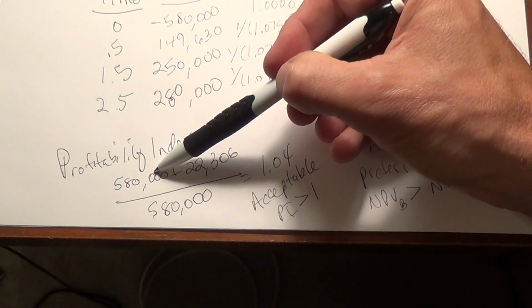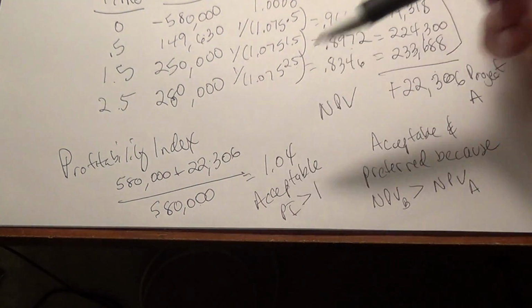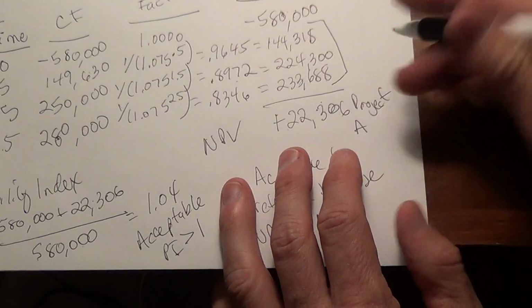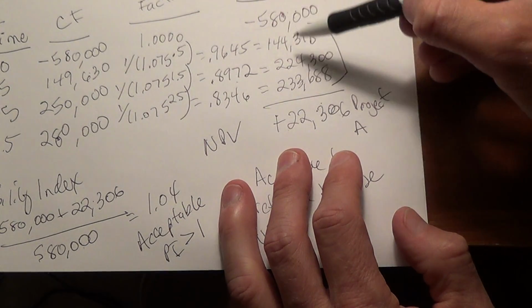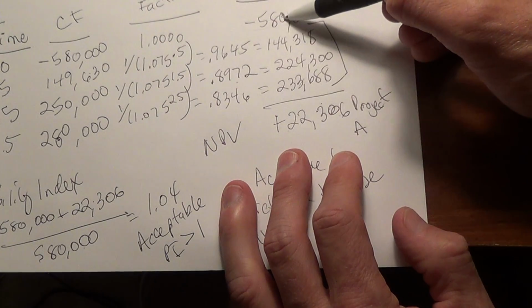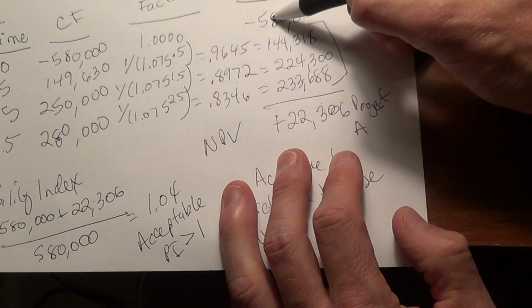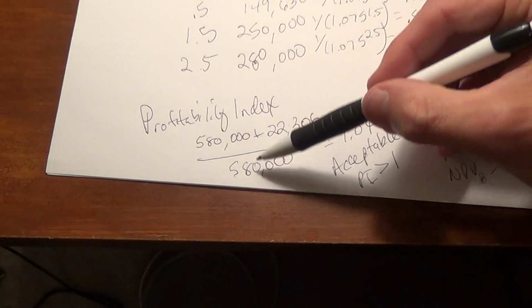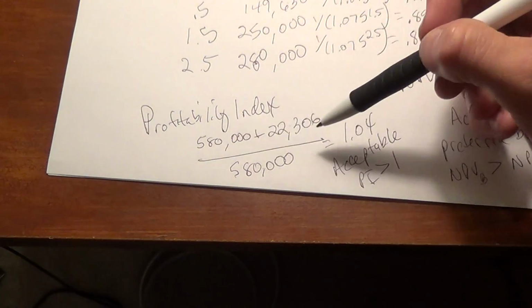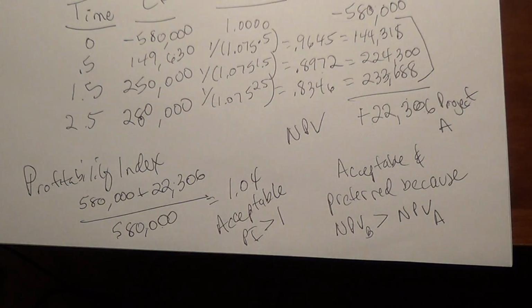So $580,000 cost plus the net present value divided by 580,000 gives you a profitability index of 1.04. You can also add these 3 numbers together and divide by the 580,000, and you'll get the same answer, 1.04. I like to take the cost of the project, ignoring the negative sign, plus the net present value divided by the cost, because it's one fewer number that has to be added up. If you look at it mathematically or algebraically, it's the same answer.